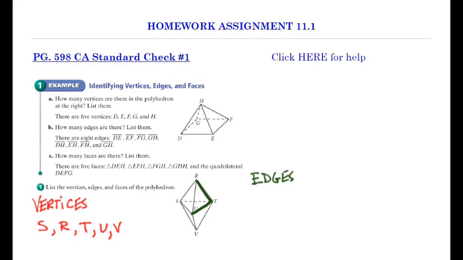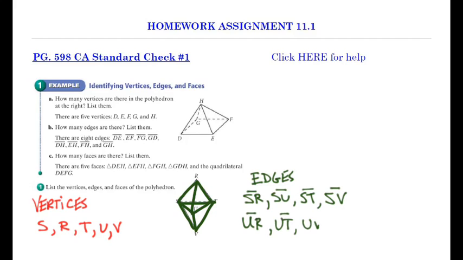So we have RT, TU, UR, all those pieces, and we just list them as line segments. So SR, SU, ST, the ones with S, SV, UR, UT, UV, and VT. So that gives us our line segments as we go through this. And then the one that's a little trickier is the faces.